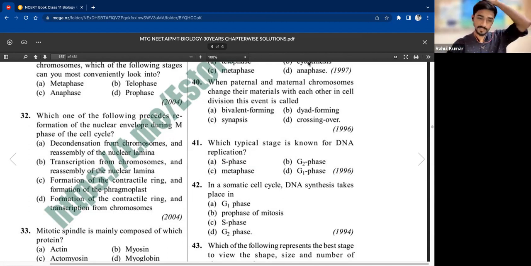So all the words are clear to you. Now tell me which is the answer. Read and tell me. If you give the right answer to this, both of you, then it means you have understood the whole cell division cycle very clearly. Read the question again if required. Take some time, no problem. Focus on the word precedes. Precedes means which happens before. Succeeds means which happens after.